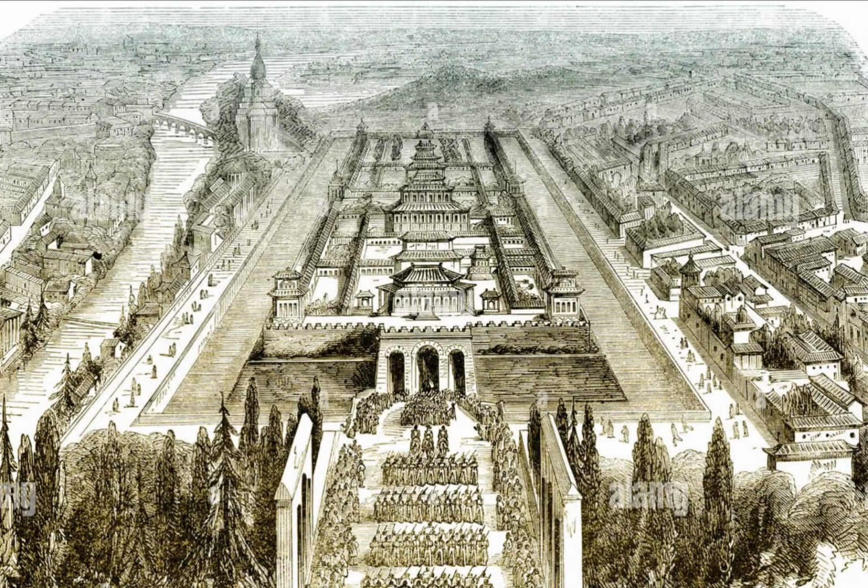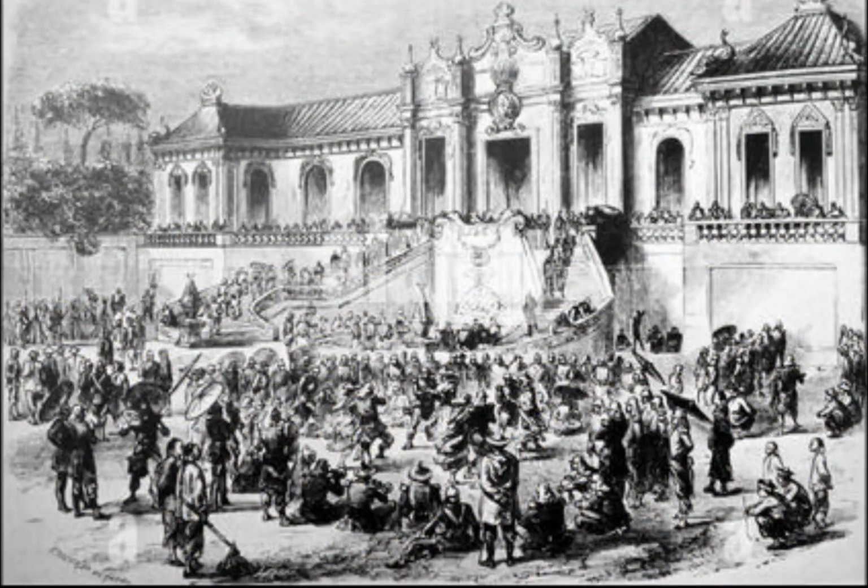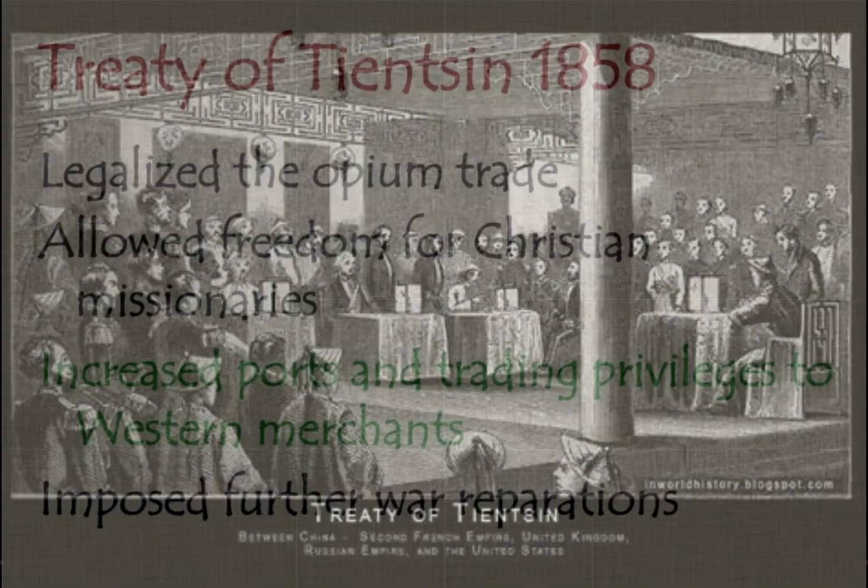The Anglo-French troops destroyed infrastructure such as the Old Summer Palace. The destruction of the building was intended as a punishment for China for denying the Treaty of Tientsin.